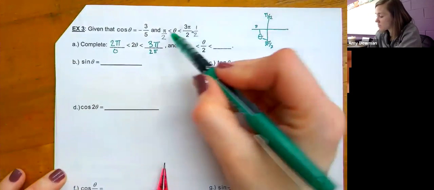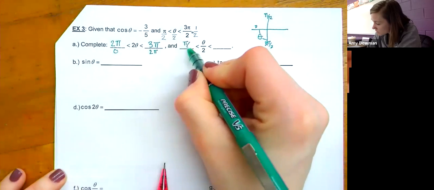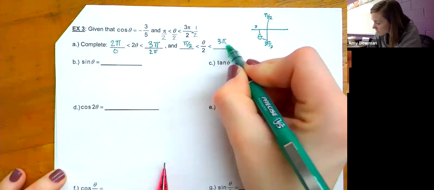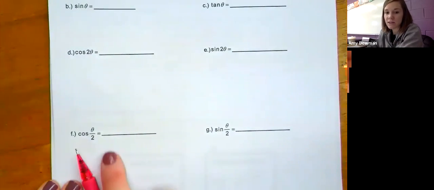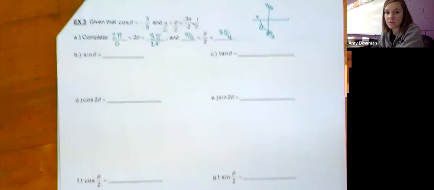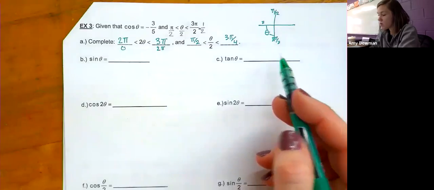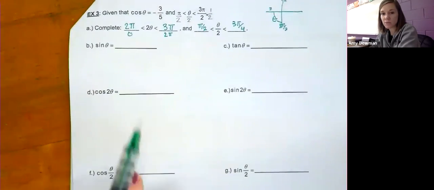So half of theta is between pi over 2 and 3 pi over 4. I'm going to be referencing this information later on when I get down here to find these half angle values of theta. Okay, so the first thing on our list is determine sine and tangent. Once we have these, then we'll be able to find more information using our formulas.